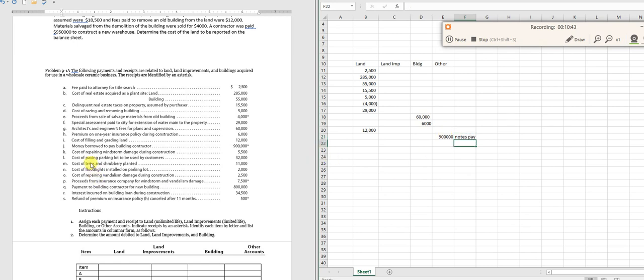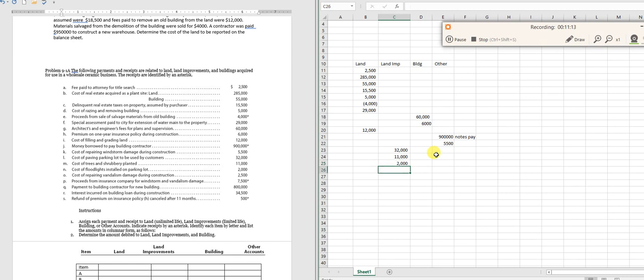Next one, cost of repairing windstorm damage during construction. So again, that was not expected. So I'm going to have $5,500 in repair expense. Next one, cost of paving a parking lot to be used by the customers. That is land improvements. Next one, cost of trees and shrubbery, land improvements. They have a life. You will depreciate them. Cost of floodlights is land improvements.